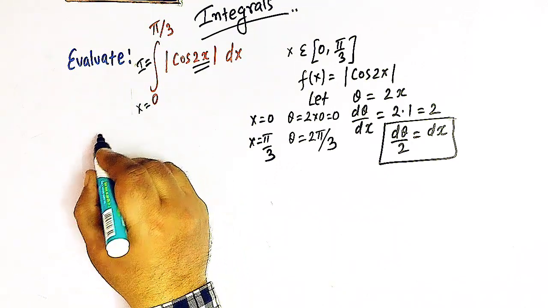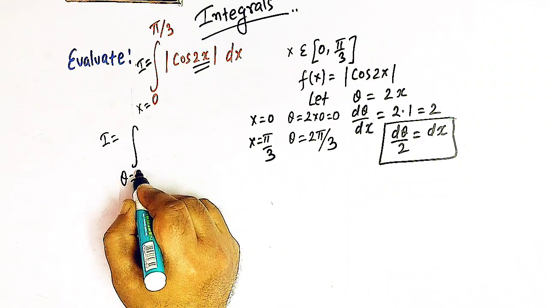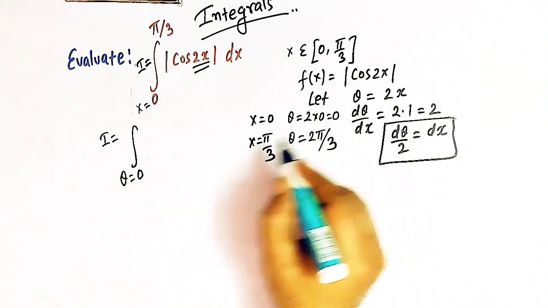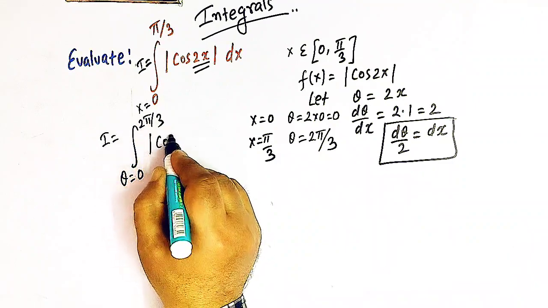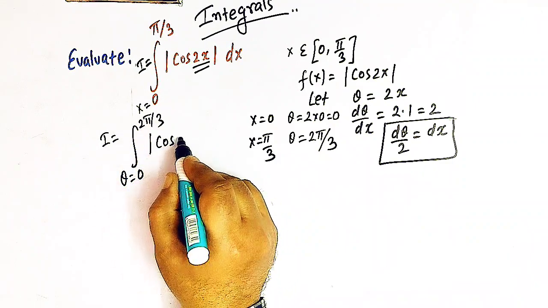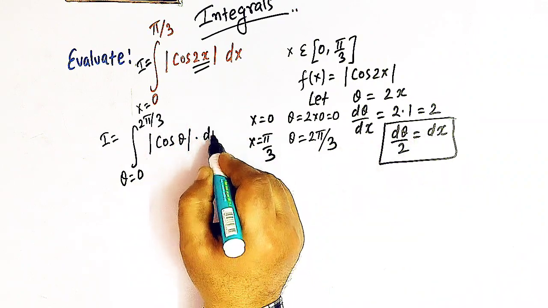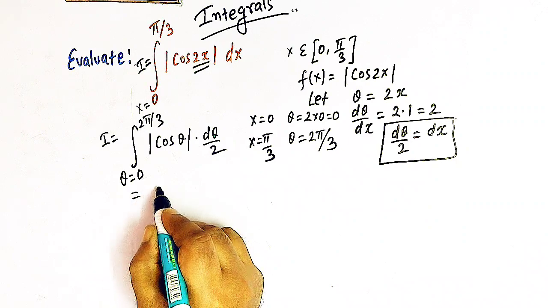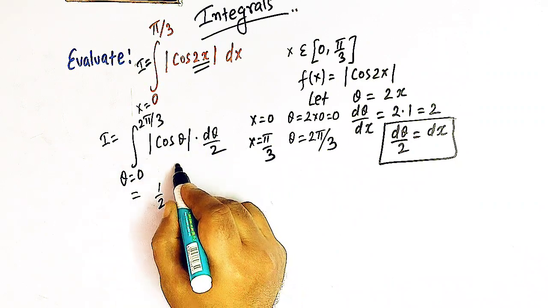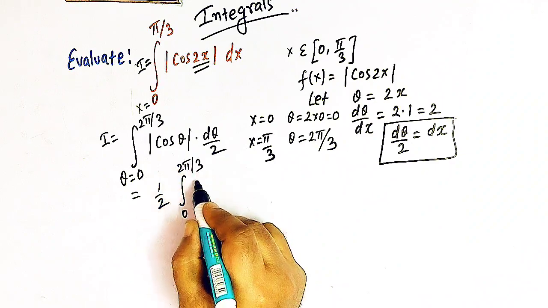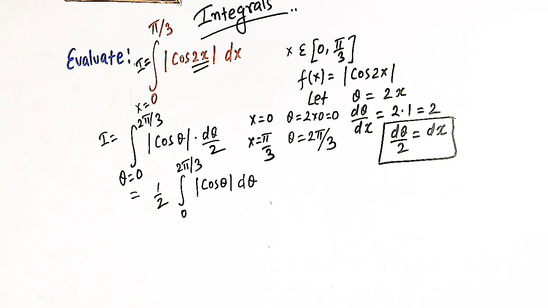So now we can rewrite this integral I in terms of theta, with theta from 0 to 2 pi by 3, and here we have mod of cosine of theta, and dx is d theta over 2. So taking half outside the integral, we have half times the integral from 0 to 2 pi by 3 of mod of cos theta d theta.